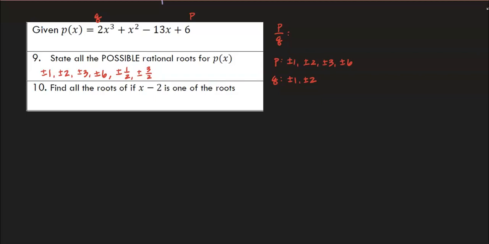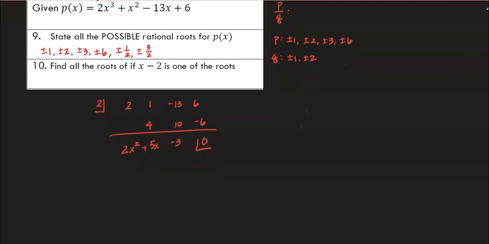Okay, next, find all the roots if x minus 1 is one of the roots. So this one gives us one of the roots. So I can take that 2. I can use synthetic division, 1, negative 13, and 6. Bring down the 2, 4, 5, 10, negative 3, negative 6, 0. That's going to be 2x squared plus 5x minus 3.